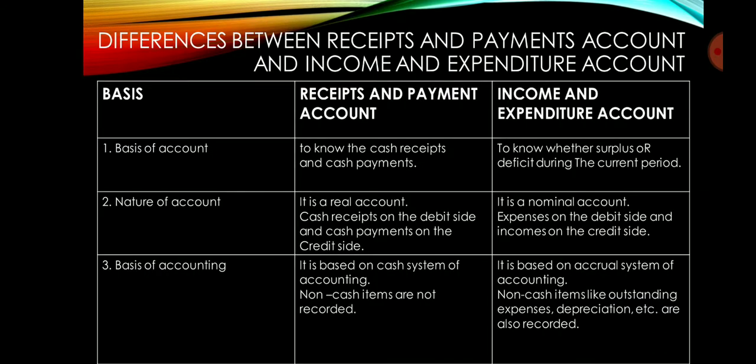Now we are going to see chapter 2, accounts for not for profit organization. We see the topic, what are the differences between receipts and payment account and income and expenditure account. The first one, basis of account.